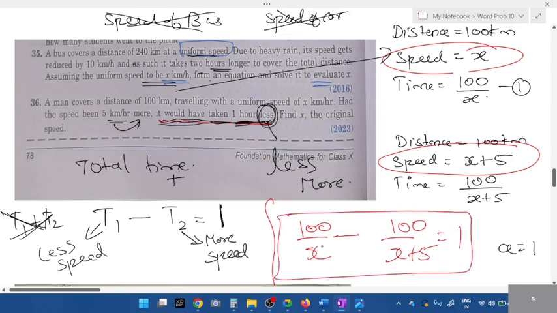You have to solve this equation. It's a bit lengthy. Cross multiply and use the quadratic equation for time and speed. Okay, so it should have been mentioned: it takes 1 hour less or 1 hour more. For the 1 hour less or more concept, subtract.